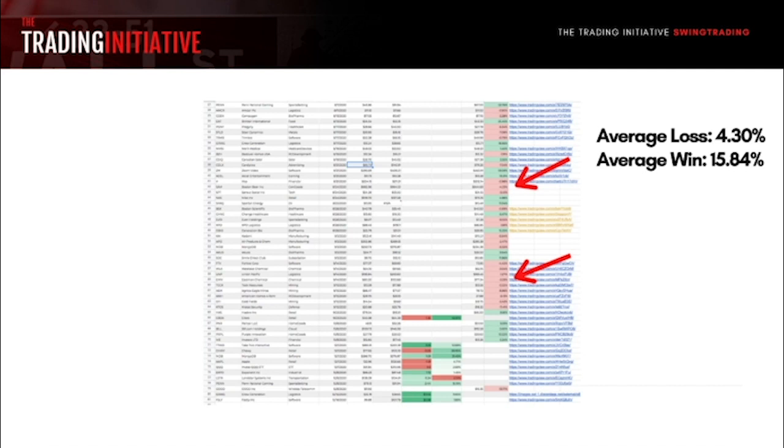And as you can see right here in my swings, I averaged the entire swing trading spreadsheet here. My average loss was 4.3%. My average win was 15.84. The math adds up, guys. I can lose 10 in a row and still win. Okay. This is how trading works. This is how it works, especially swing trading.